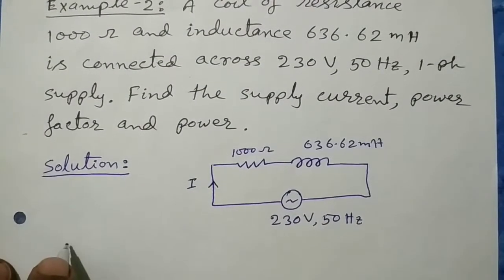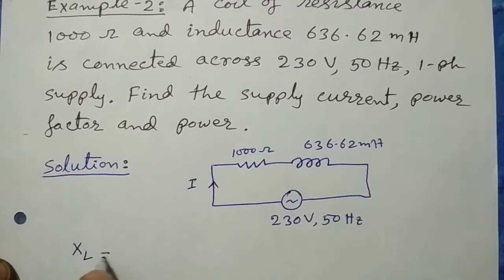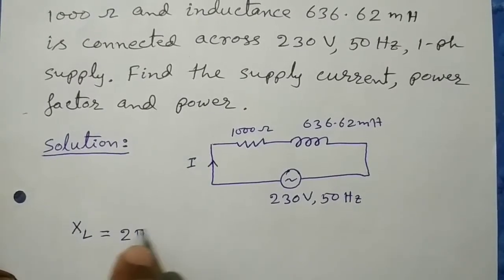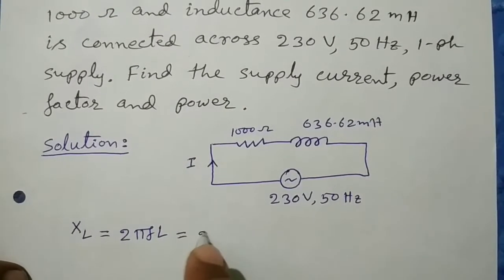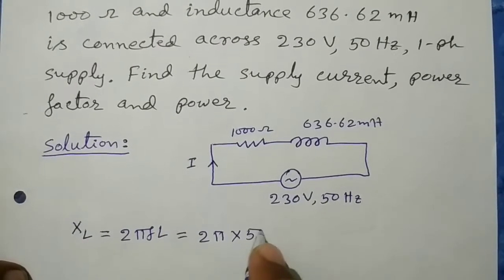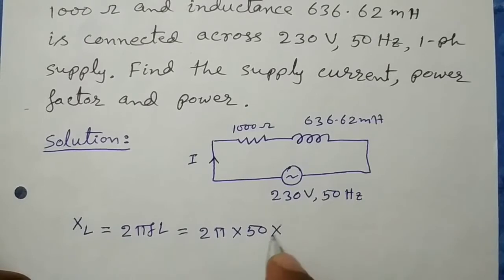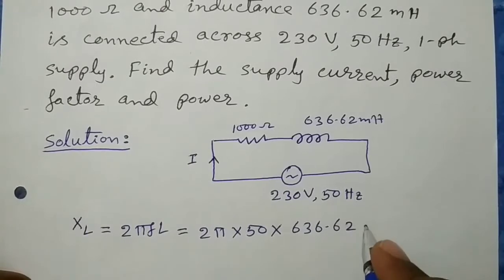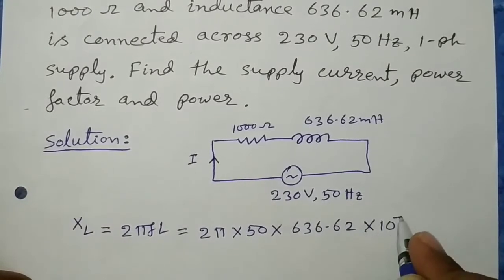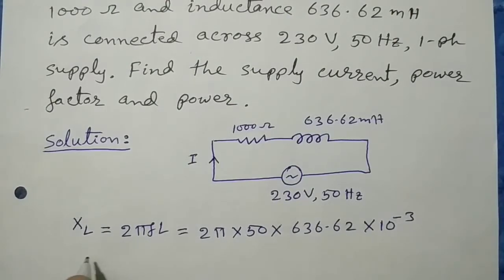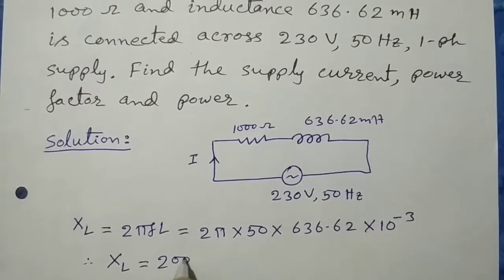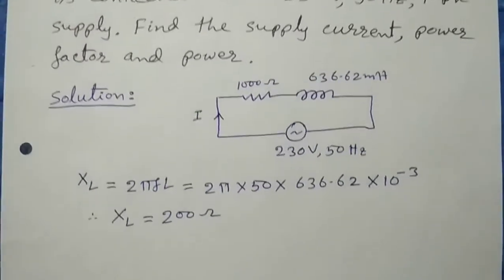So first of all, here we will calculate the inductive reactance, that is XL. The XL is 2 pi FL. It is 2 pi into 50, that is the frequency, and the value of L is 636.62 millihenry. It should be converted to Henry, so multiplied by 10 to the power minus 3. So after simplification, the value of XL will be 200 ohms. This is the inductive reactance of the circuit.